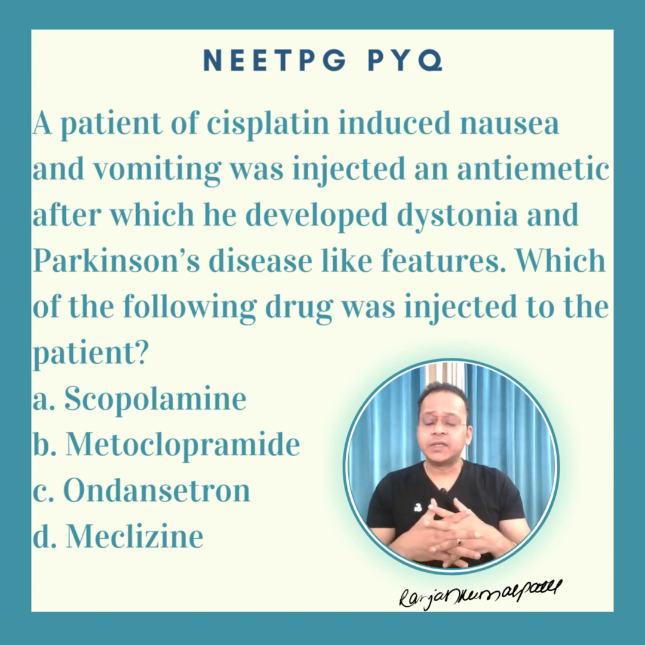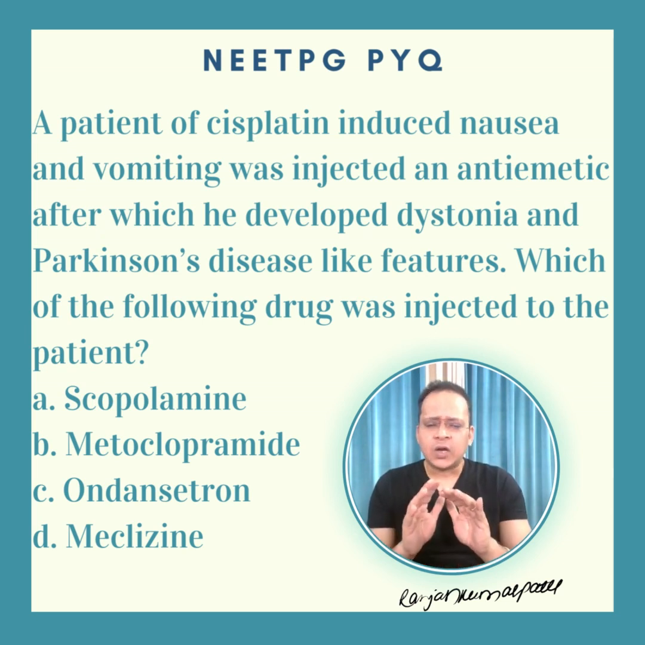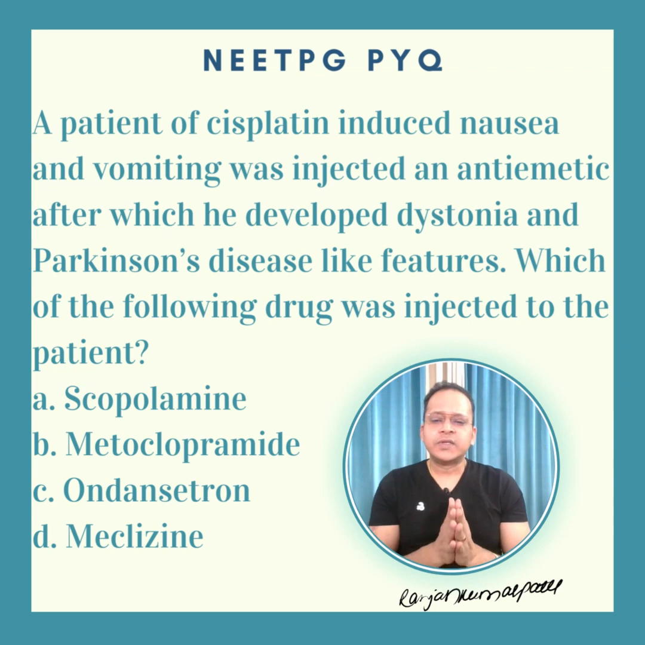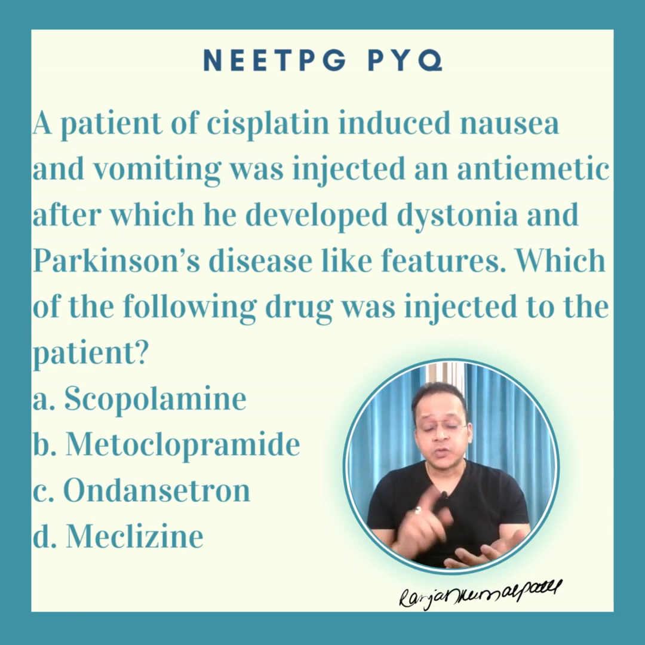Antiemetic was injected. He developed dystonia and Parkinson's disease-like features. Now, this is an extrapyramidal side effect, isn't it? And which antiemetic can cause extrapyramidal side effects? It has been asked a lot of times, guys. Your answer is always option B, metoclopramide, because metoclopramide can cross the blood-brain barrier. Plus, it also blocks the D2 receptor. So, just like antipsychotics, it can also cause extrapyramidal side effects.